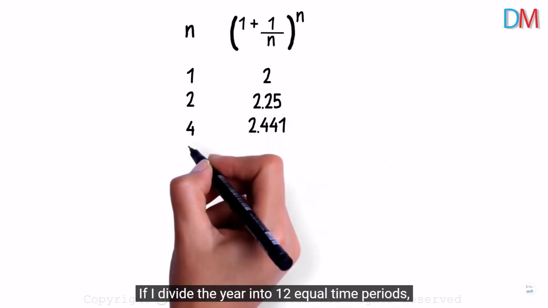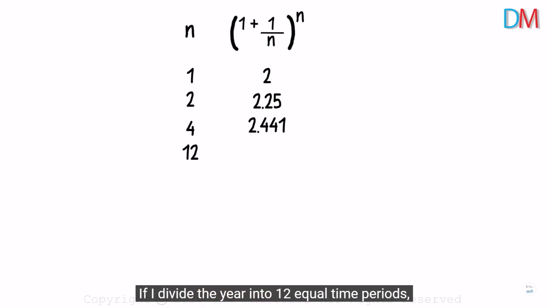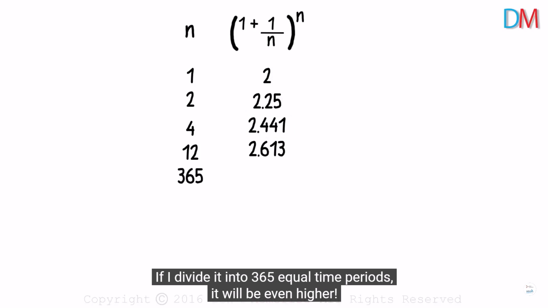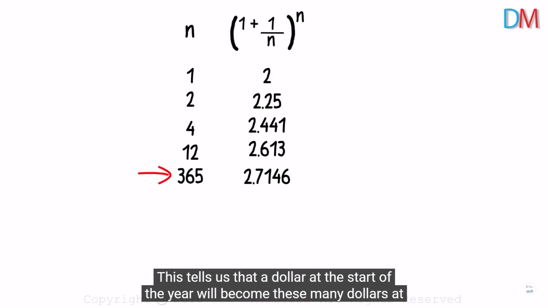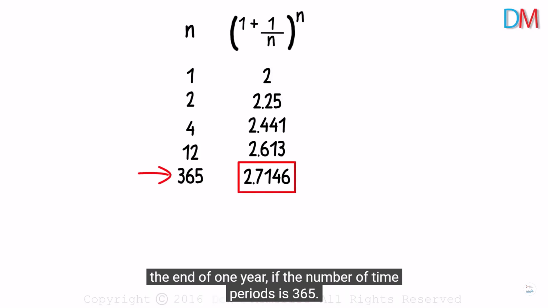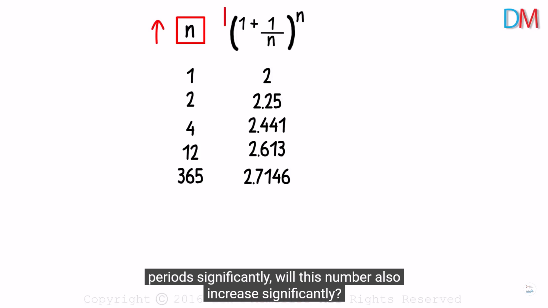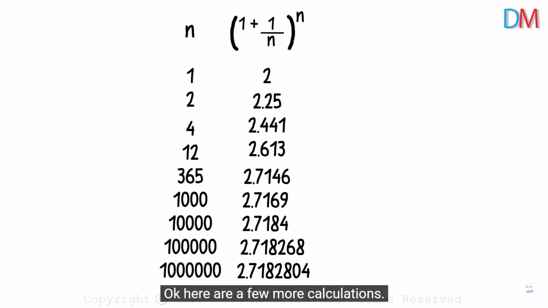If I divide the year into 12 equal time periods, my return will be higher than this. If I divide it into 365 equal time periods, it will be even higher. This tells us that $1 at the start of the year will become these many dollars at the end of 1 year if the number of time periods is 365. So if we increase the number of time periods significantly, will this number also increase significantly? Okay, here are a few more calculations.